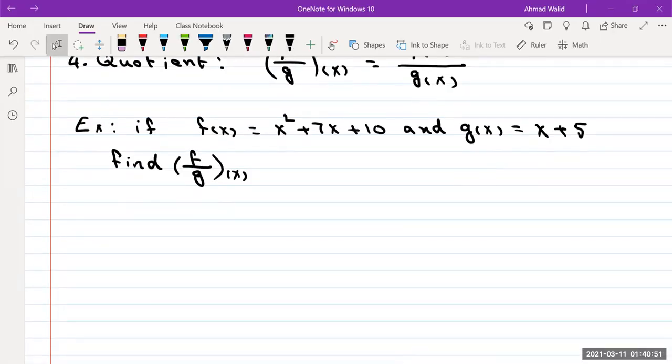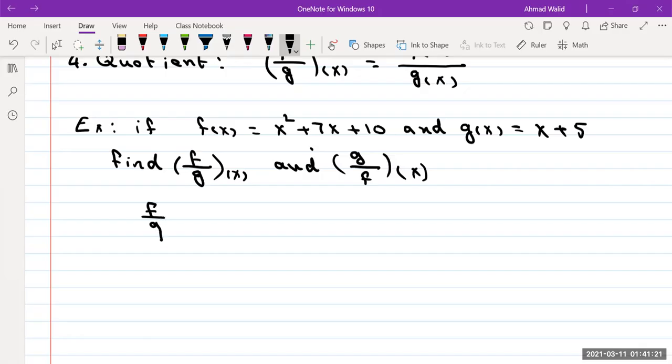And also find this one. And maybe I'll ask this one also, g over f of x. They can ask you this also, not always f over g. We can do g over f also, whatever they are asking us, correct? Let's do both.